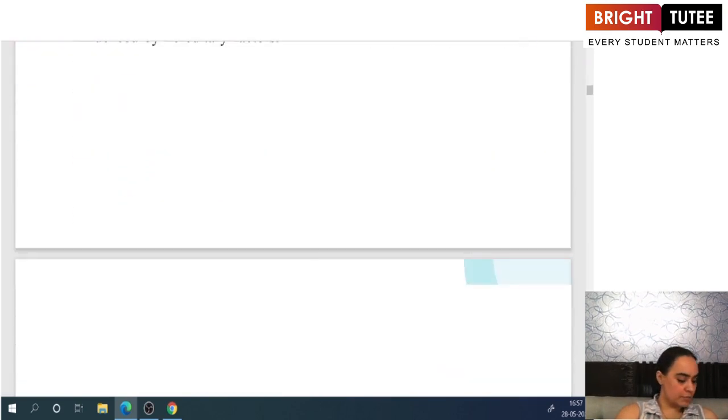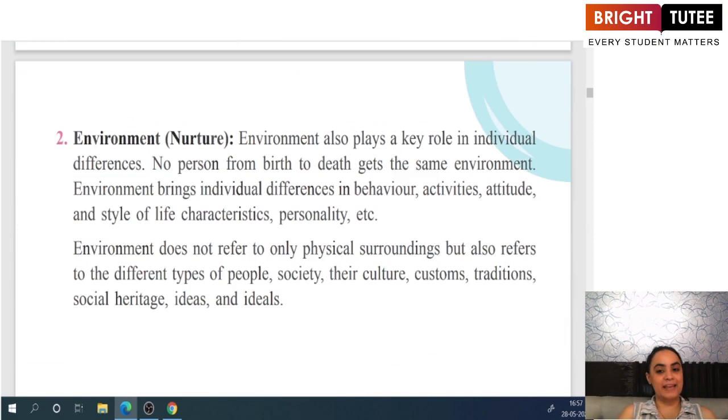The next we have the environmental factors. Now, environment plays a very important role in the differences that can be seen between individuals. No person who is born or who dies has the same environment. People are born in different environments and they die in different environments as well. This environment brings changes such as your behavior. This impacts what activities you involve yourself in. Your attitude is impacted by your environment. The kind of lifestyle that you lead is also impacted by your environment. Your personality is impacted by your environment.